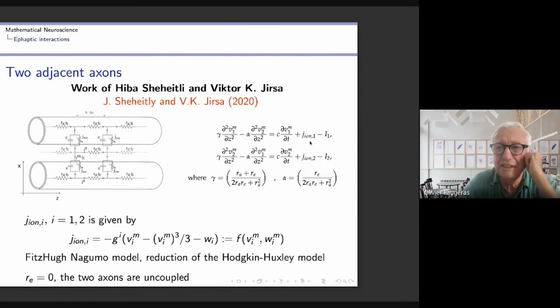JIN1 and 2 are given in their work by the FitzHugh-Nagumo model. So you have the membrane potential and the adaptation variable. And as you know, FitzHugh-Nagumo is a reduction of the Hodgkin-Huxley model.